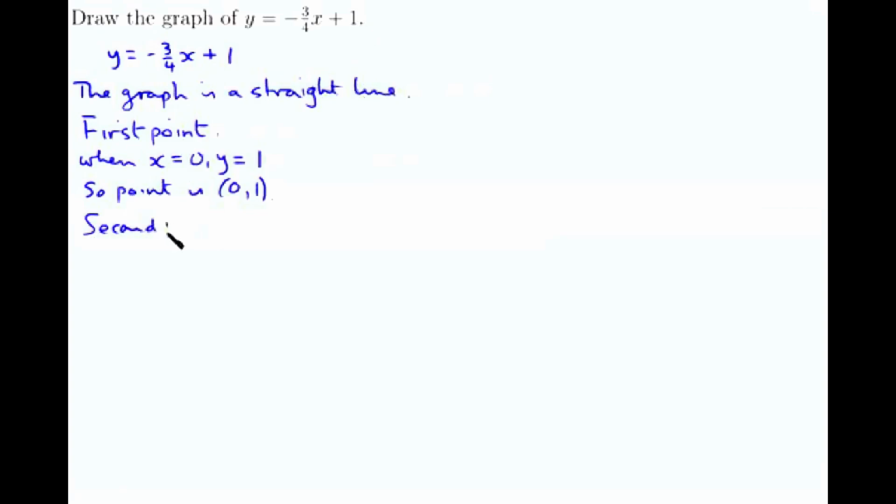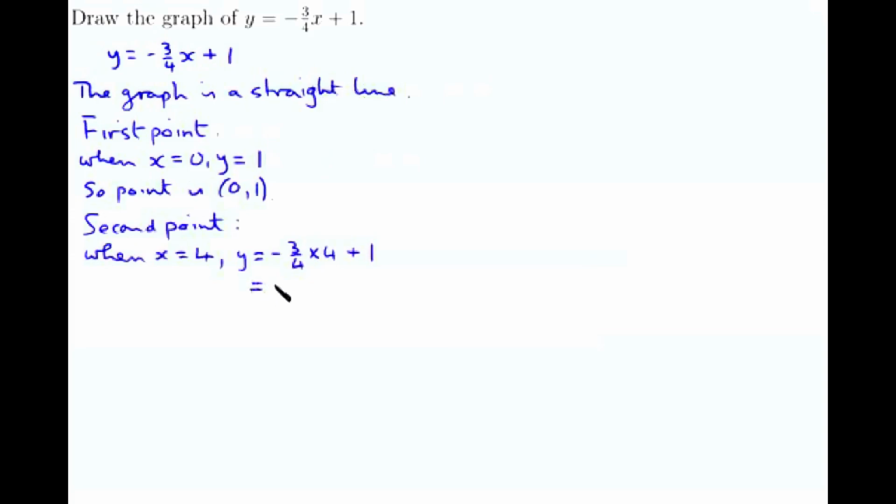What about a second point? Well, as I said, I should try and choose values of x which make my calculation as simple as possible. If, for example, I chose the value x equals 1, then this would be minus 3/4, and I would have fractions still. But if I were to choose x equals 4, so when x equals 4, well, what happens now is that we get y equals minus 3/4 times 4 plus 1.